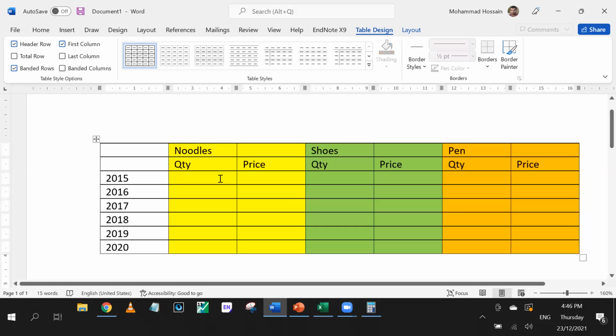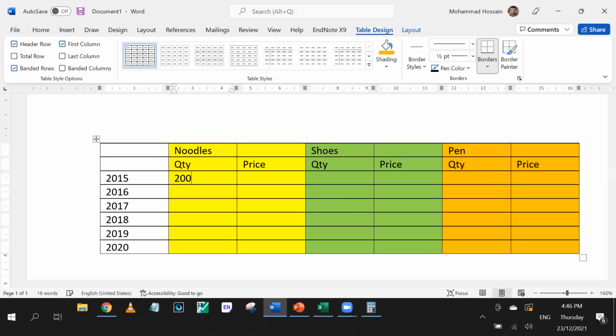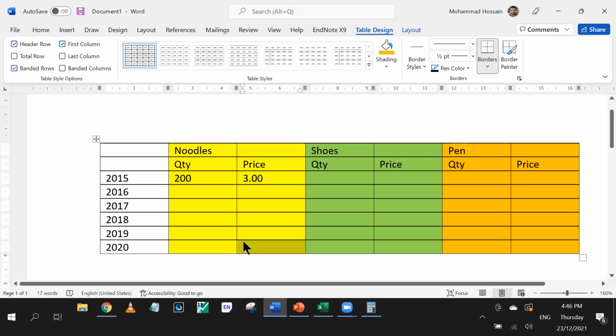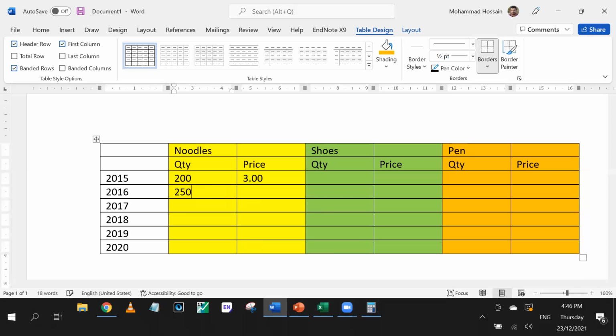All right. So let's say the noodles are being produced, let's say 200 units. Price is, let's say, $3. And another year they produce, let's say, 250. This year they produce, let's say, 275. Let's say they produce 225. This year, let's say, 285.